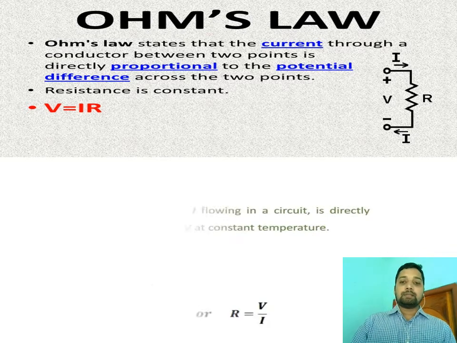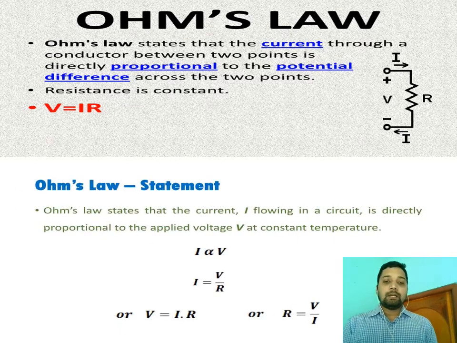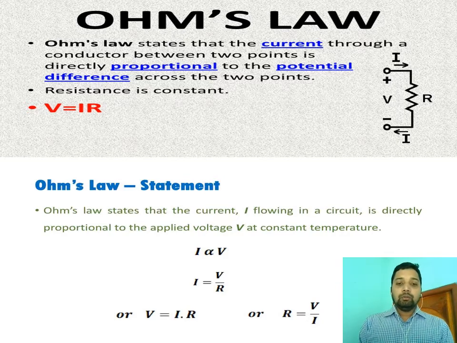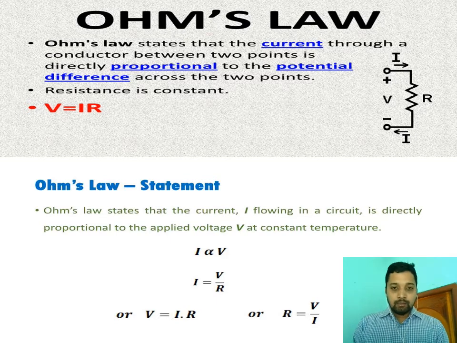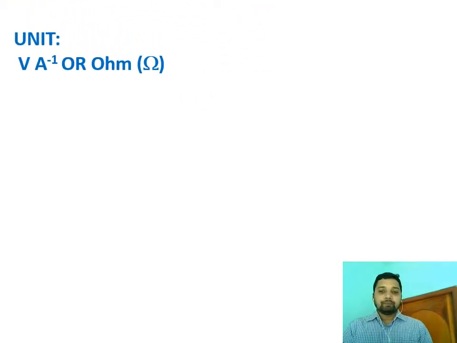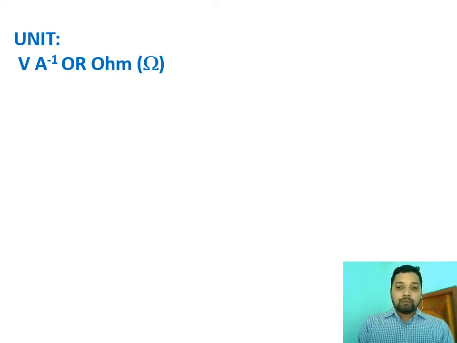Here resistance is constant. Here you can see I is proportional to V. So I equal to V by R, or simply V by I equal to constant. So V equal to I into R, or R equal to V by I. From this relation, we can calculate resistance if we know V and I. We can calculate V if we know I and R. We can calculate I if we know V and R. From this we get the unit of resistance as R equal to V by I. So volt per ampere, or ohm, is the unit of resistance.